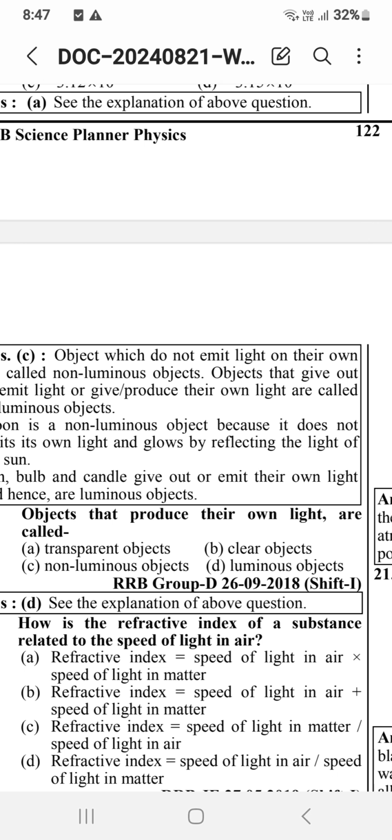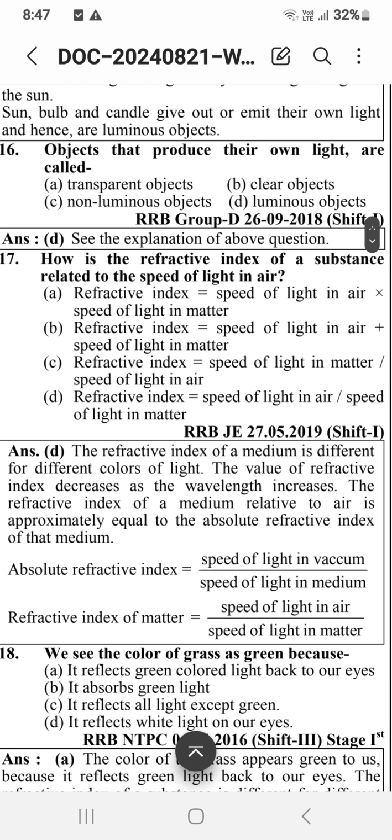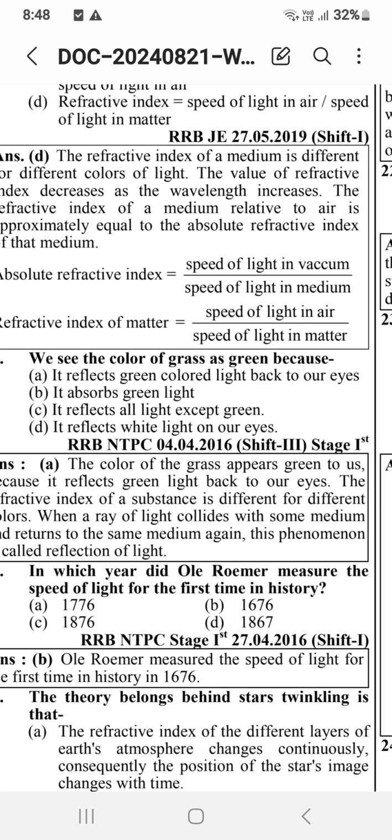How is the refractive index of a substance related to the speed of light in air? Refractive index equals the speed of light in air upon speed of light in matter. Absolute refractive index is the speed of light in vacuum upon speed of light in medium. We see the color of the grass as green because it reflects green colored light back to our eyes. In which year did Ole Roemer measure the speed of light for the first time in history? 1676.